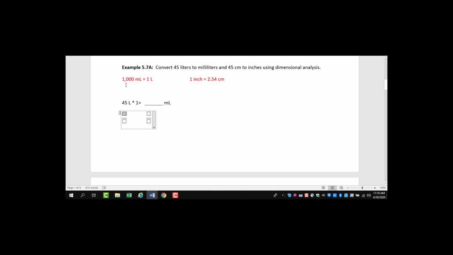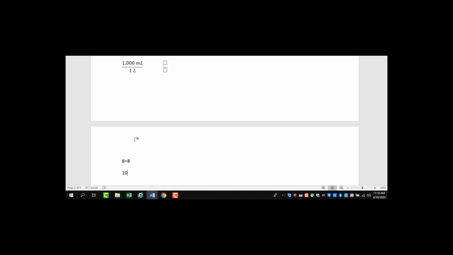Okay, so I set it up here. I'm using this conversion and writing it as a fraction. I can write it this way, which is the same thing over the same thing, which is 1. Look at it as numbers. Let's say 8 equals 8. Well, if I divide 8 by 8, I'm going to get 1, right? If I have 10 equals 10, and I divide 10 by 10, I'm going to get 1.